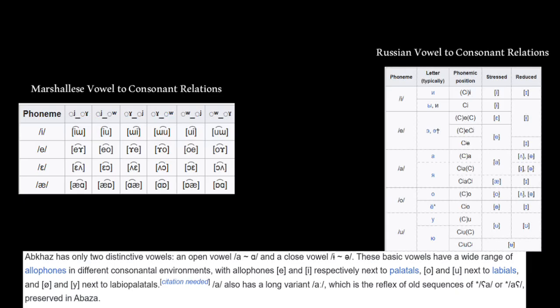These coarticulations often affect nearby vowels to varying degrees. In systems with velarized consonants, a back unrounded or central vowel series is likely to develop, like in Scottish Gaelic. Some languages take this to the extreme, like Abkhaz and Marshallese, which only really differentiate by vowel height and have all frontness and roundness determined by nearby consonants.